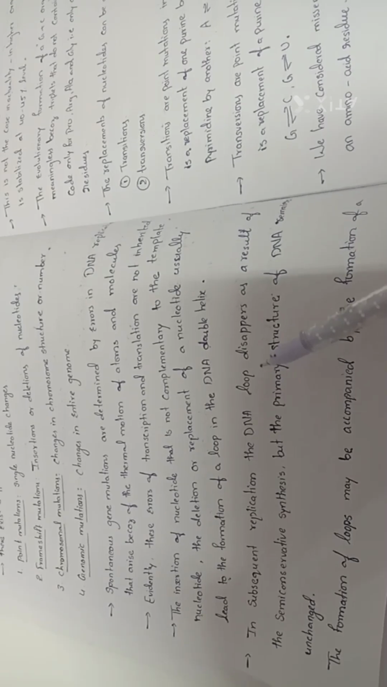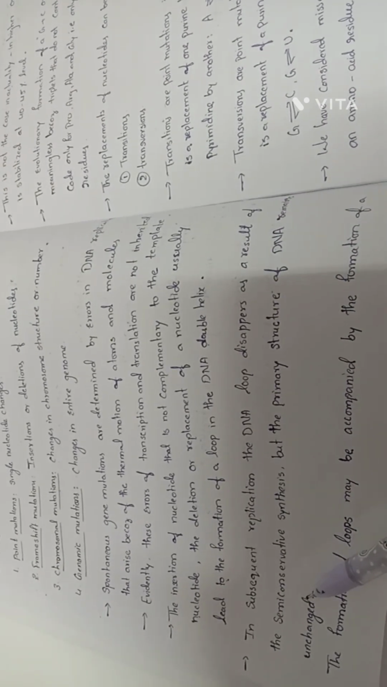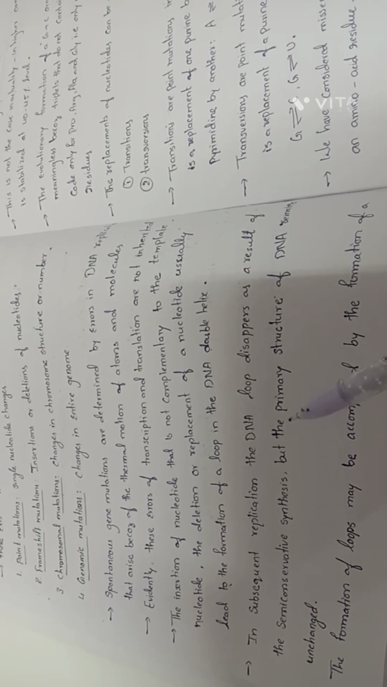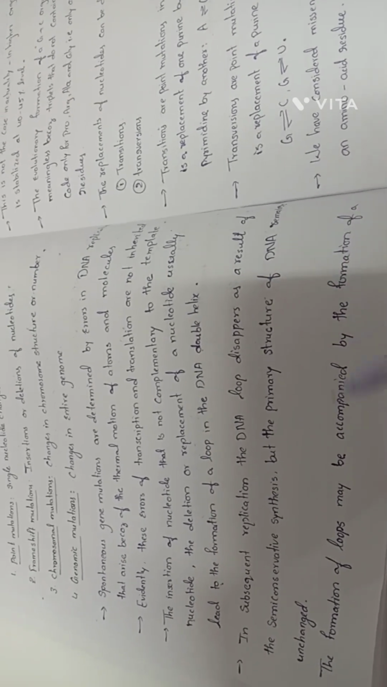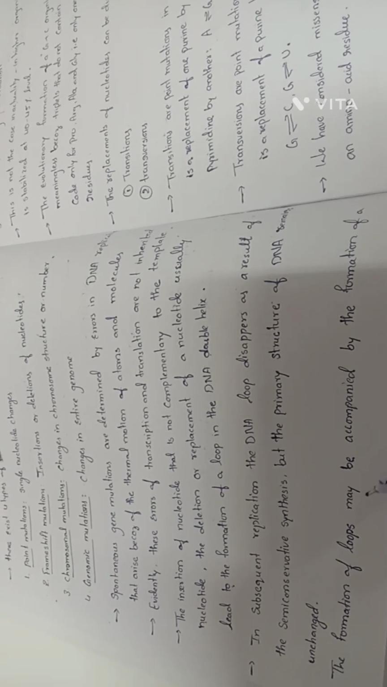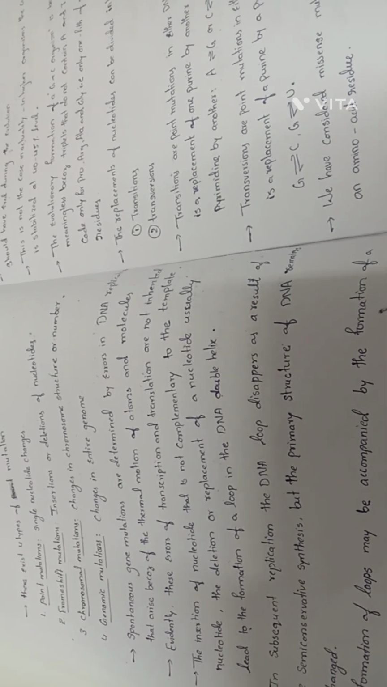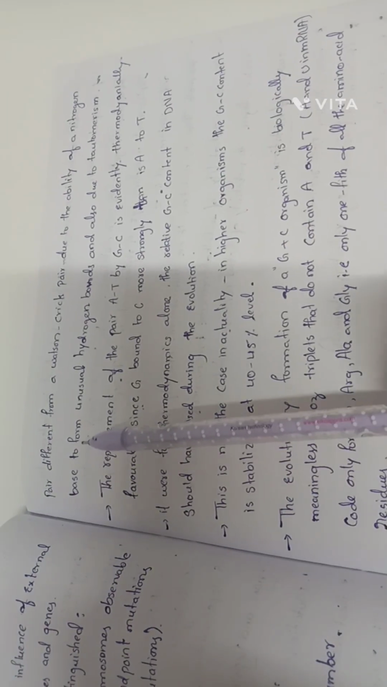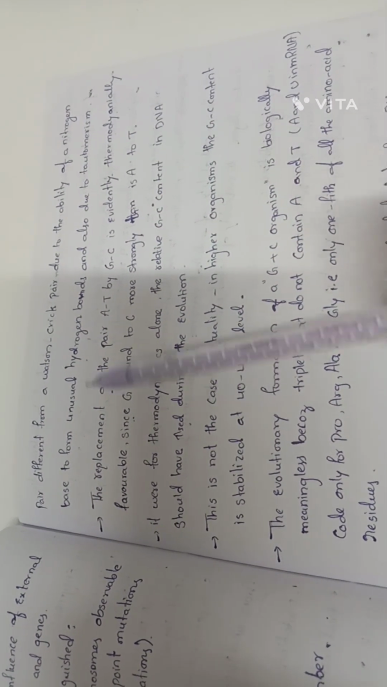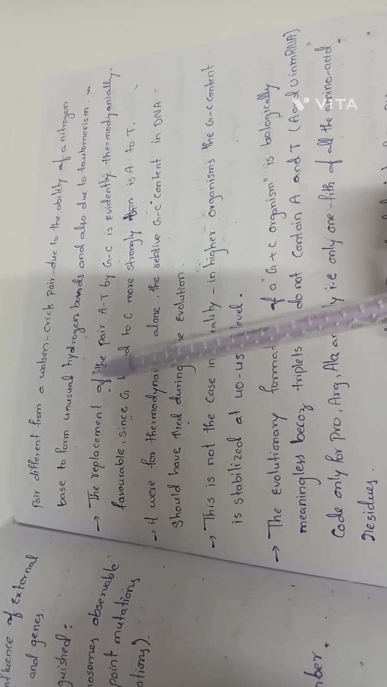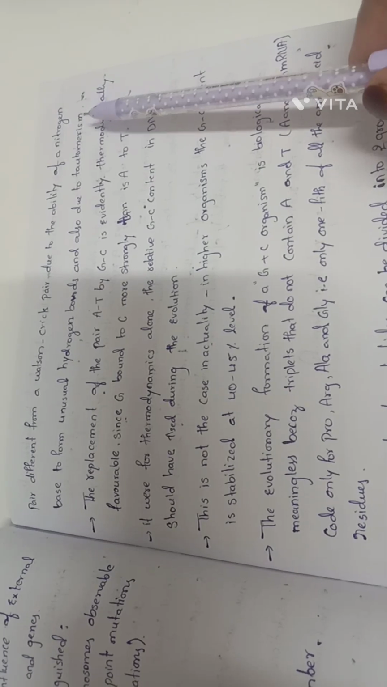In subsequent replication of the DNA, the loop disappears as a result of the semi-conservative synthesis, but the primary structure of the DNA remains unchanged. The formation of a loop may be accompanied by the formation of a pair different from a Watson-Crick pair due to the ability of a nitrogen base to form unusual hydrogen bonds, and also due to tautomerism.